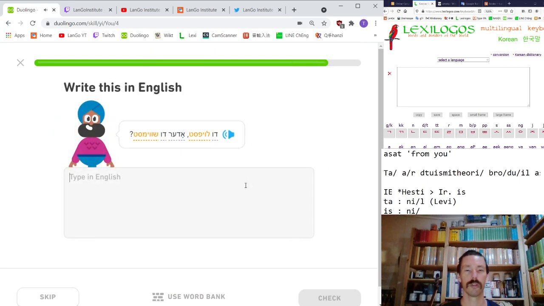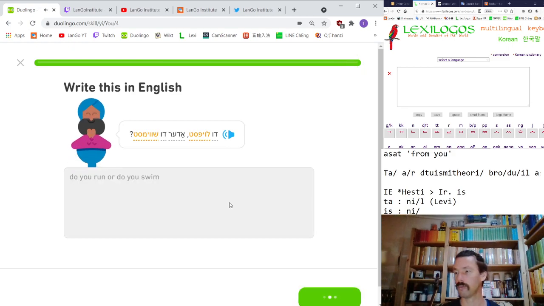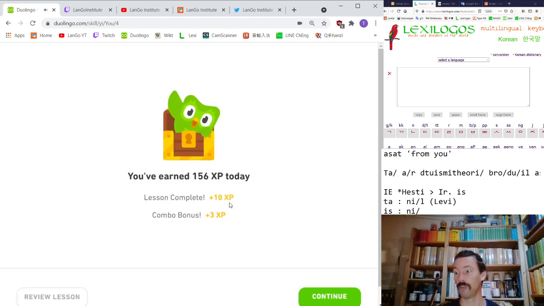Die läufst oder die schwimmst? Do you run or do you swim? Läufst du oder schwimmst du? Good.